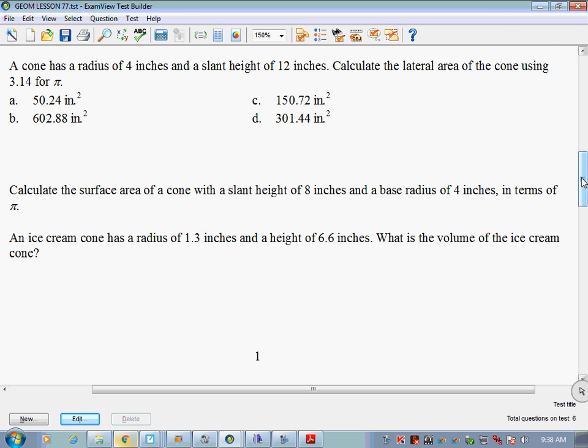Okay, cone has a radius of 4 inches, slant height this time of 12 inches. Calculate the lateral area of the cone using 3.14 for pi. All right, hopefully at this point you guys can put together your formula and solve the question. I want you guys to solve this one on your own. When you have an answer, I want you to tell me what work you did.